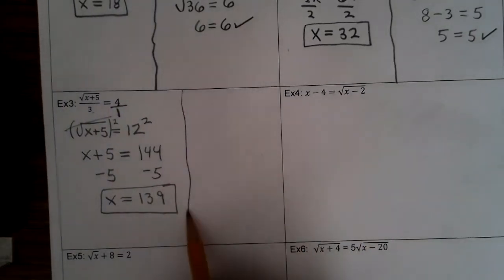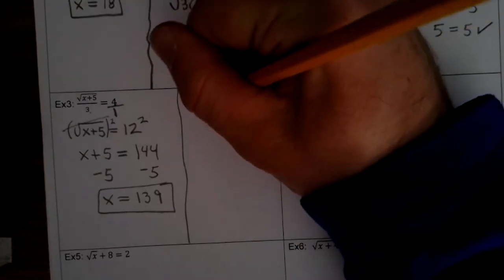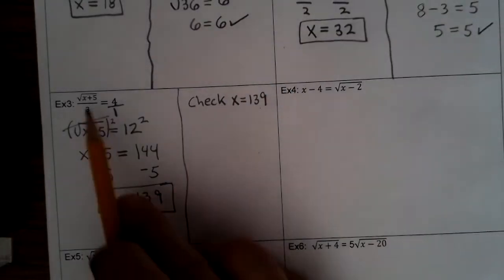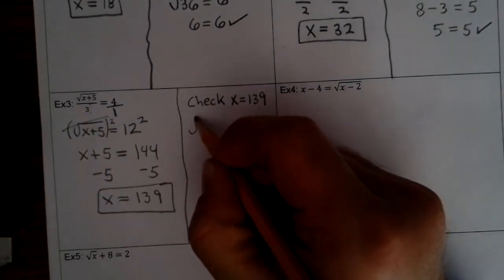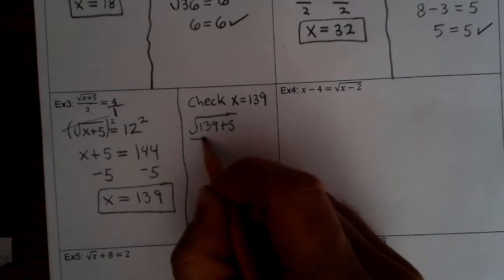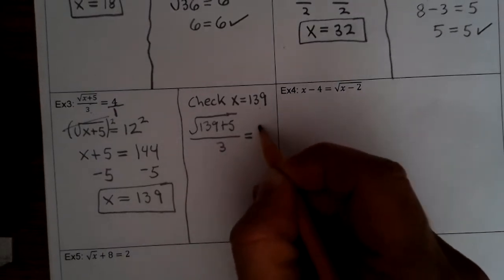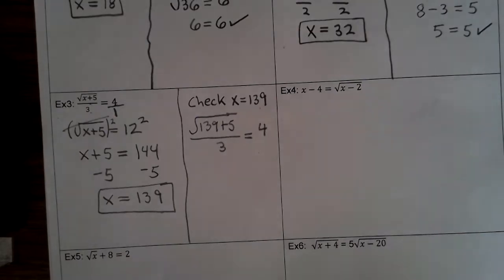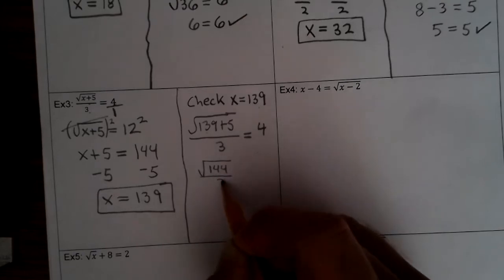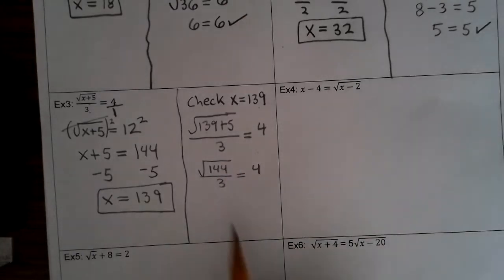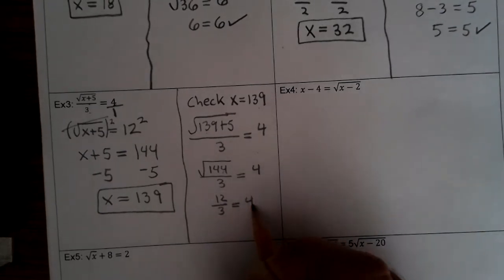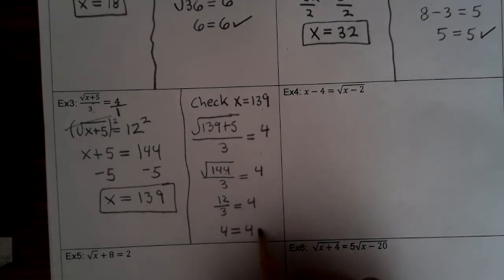Okay, now we're going to check. So we're going to substitute 139 in for x. So that's the square root of 139 plus 5 divided by 3 equals 4. Well, 139 plus 5 is 144, so the square root of 144 divided by 3 equals 4. Well, the square root of 144 is 12, so you have 12 divided by 3 equals 4. So 4 equals 4, so it checks.